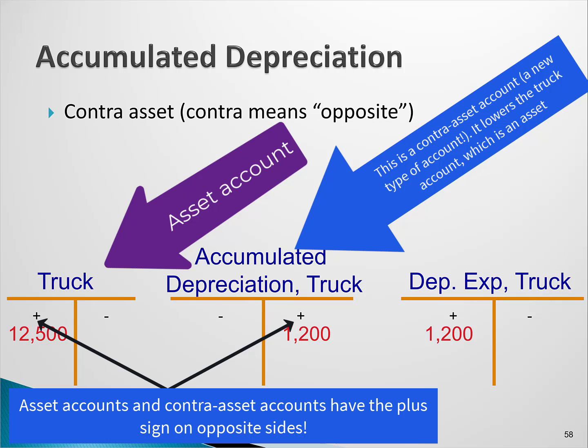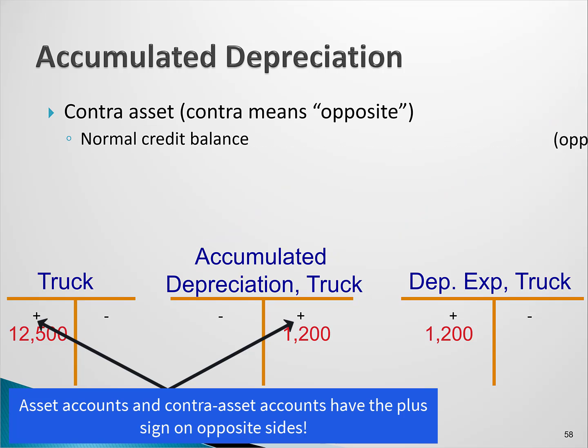Contra means opposite. So that's one way to remember what a contra asset is. Its plus is on the opposite side of the asset, and it lowers the value of that asset. So contra assets always have a credit balance. Now later on in advanced classes, we will learn there are things like contra revenues and contra equity. So don't mistakenly think that all contra accounts are contra assets, but in this class, we're only going to be learning about contra asset accounts.